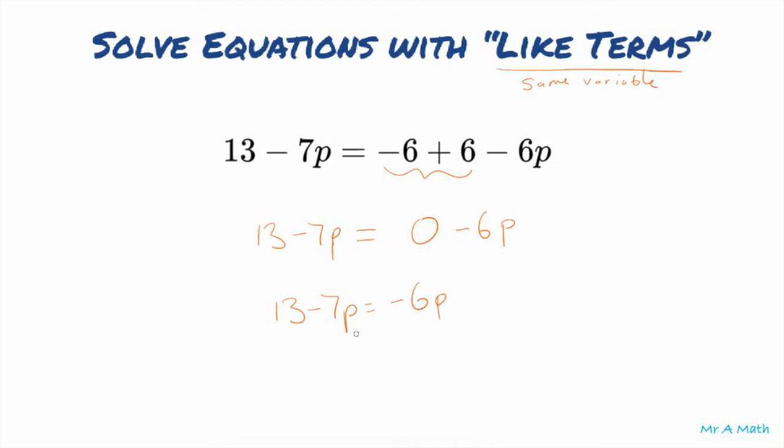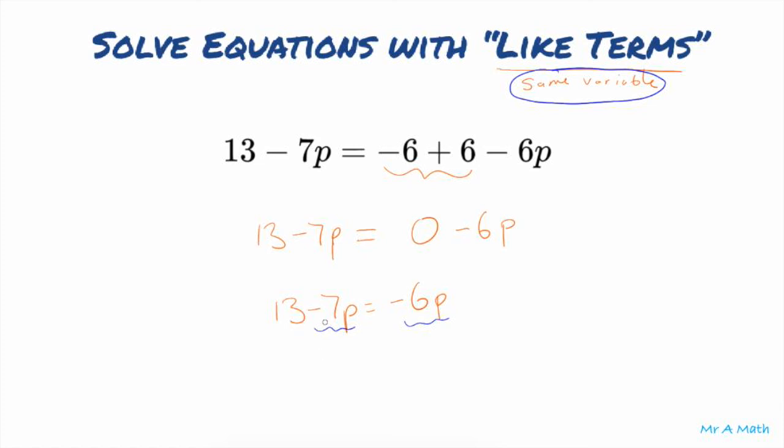And now I don't have any like terms on the same side of the equation, but I do notice here, and let's switch over to blue, that negative 7p and negative 6p are in fact like terms because they have the same variable. They both are p's. So now I need to figure out how do I get this negative 7p over to combine with my negative 6p? Well, this is where we work on solving equations and the technique that we used last time.